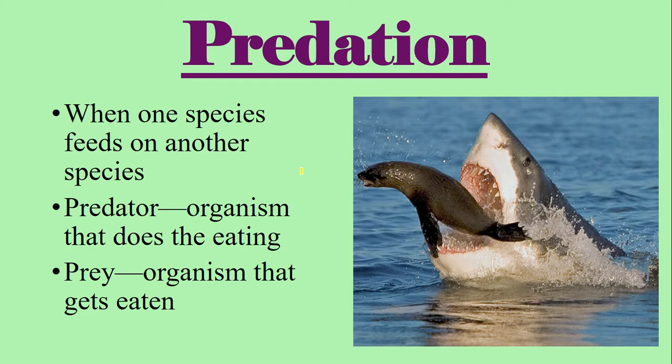Predation is when one species feeds on another species. So when you have that, you have your predator, which is the organism that does the eating. In this picture, the shark would be the predator, and the prey is the organism that's going to get eaten. And that would be this seal.